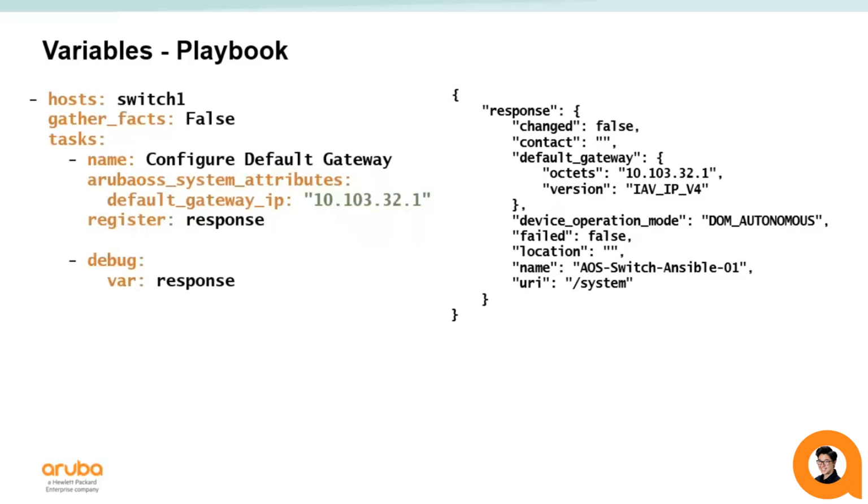To check the contents of a variable, we can use the debug module to print out the contents of a variable to the CLI during execution. In this case, we're using the var parameter and passing in the response variable. And to the right is an example of the CLI output.